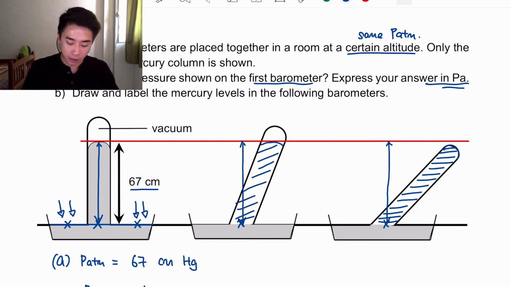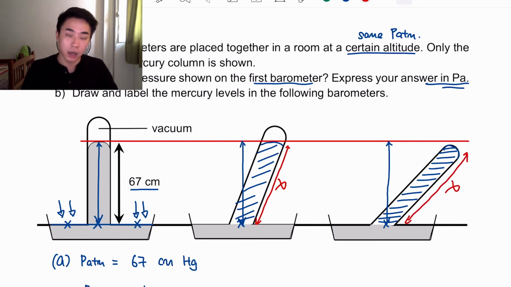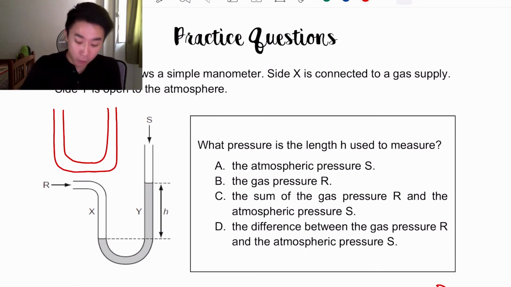So this is the key idea. It is not the slanted height that we are interested in, but it is the vertical height that we are interested in. So same for this, it's not the slanted height that we are interested in, but the vertical height. Alright? Right, here we come to the first example of a manometer.